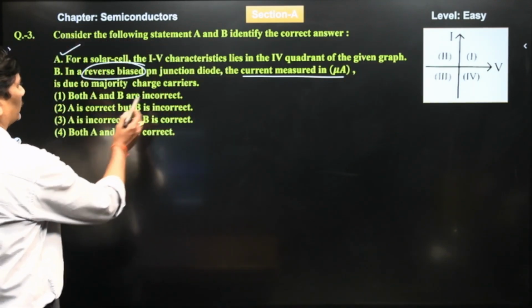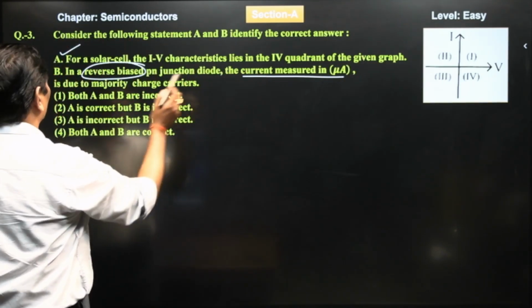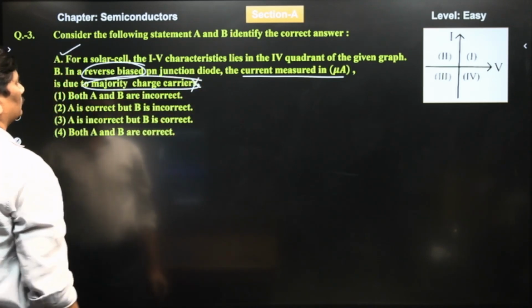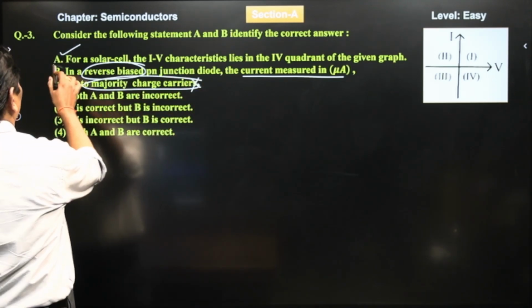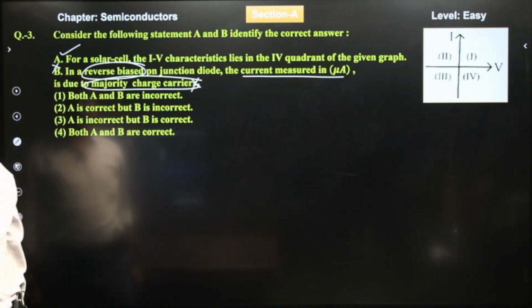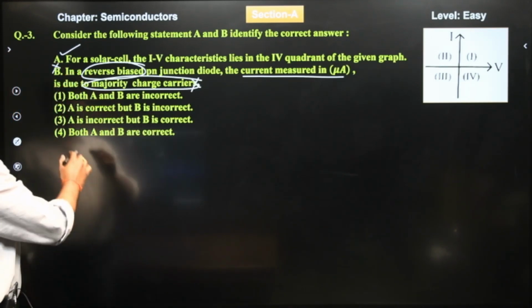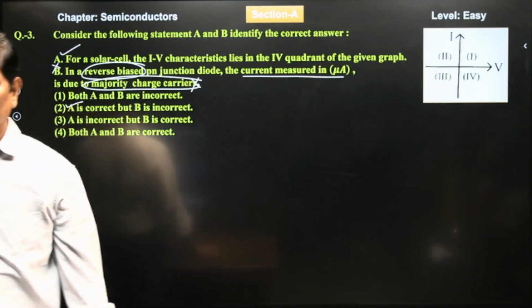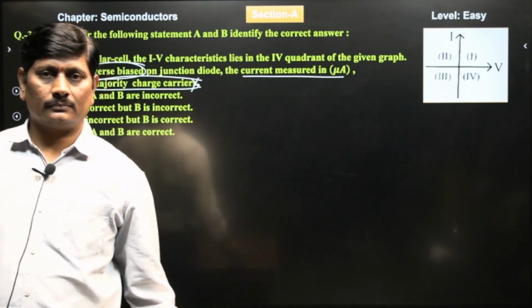Here it is mentioned that the current measured in microamperes is due to majority carriers. That is wrong. That is why the second statement fails. Only A is correct, B is incorrect. We will go for the second option. Hope you understood.